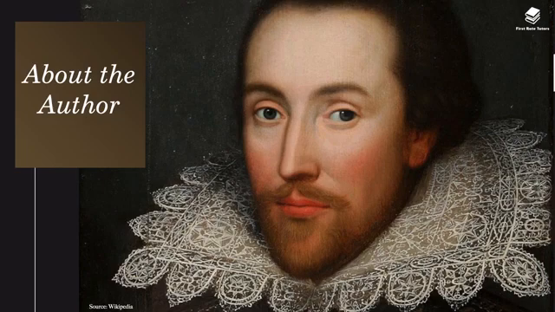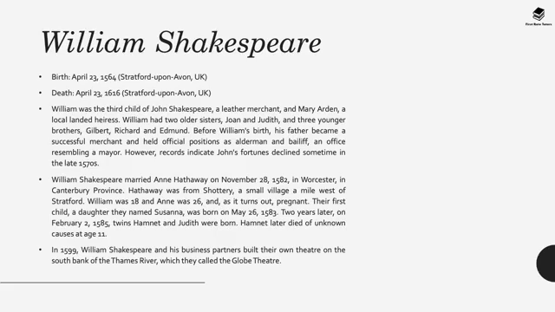Now, to begin with, a little bit about Shakespeare himself. He was born in 1564 in Stratford-upon-Avon in the UK, and he died in 1616. He was the third child of his two parents, and he had two older sisters, Joan and Judith, and three younger brothers. Before William's birth, his father became a successful merchant and held official positions as alderman and bailiff, an office resembling a mayor. However, records indicate that John's fortunes declined sometime in the late 1570s.